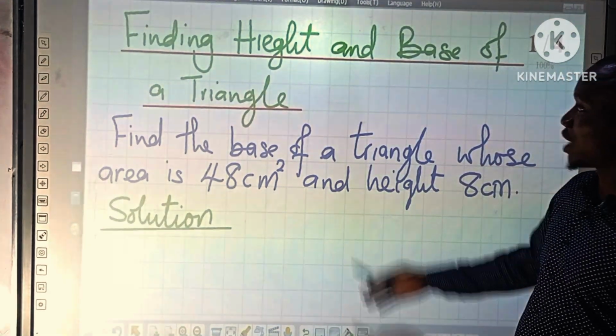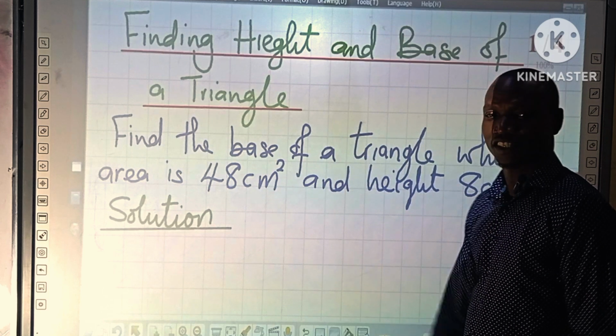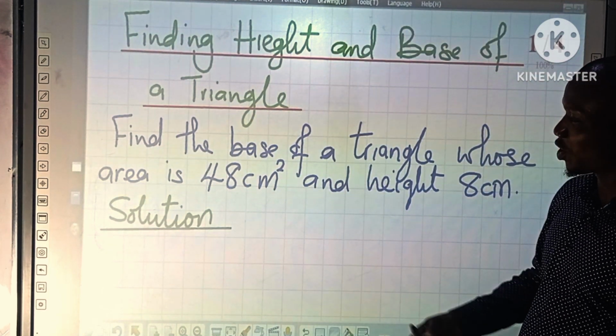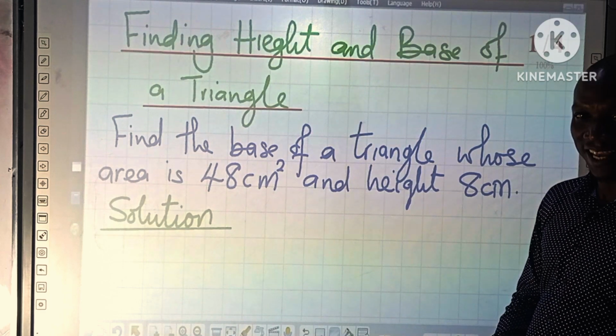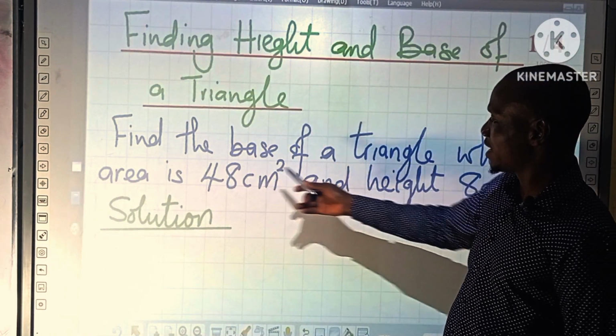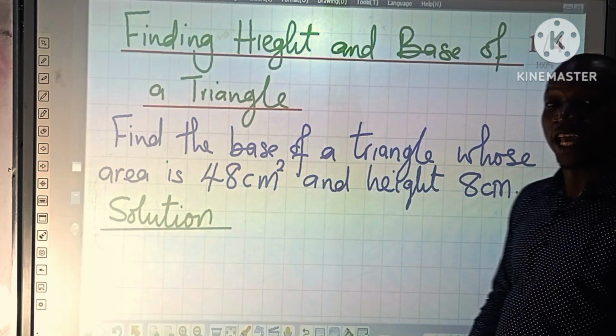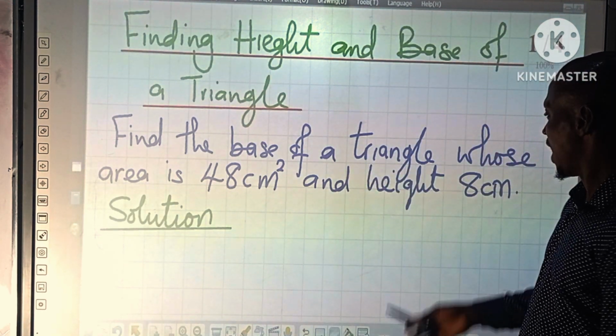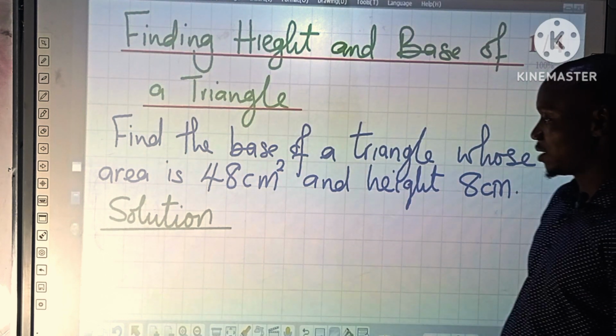And in today's class, we shall be finding the height and the base of a triangle when the area is given. Now, our first question today is actually easy peasy. The first question simply states: find the base of a triangle whose area is 48 centimeters square and height is 8 centimeters.